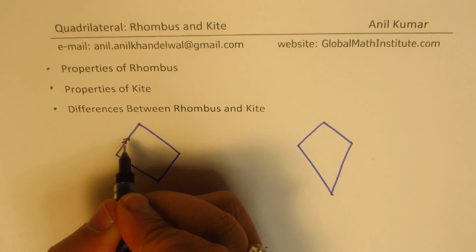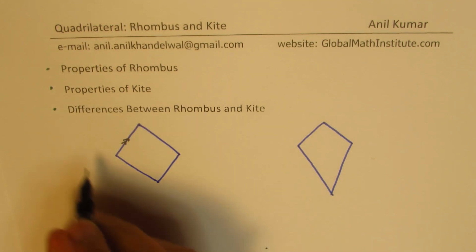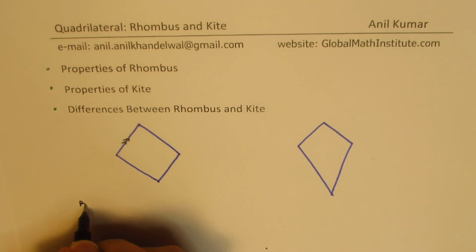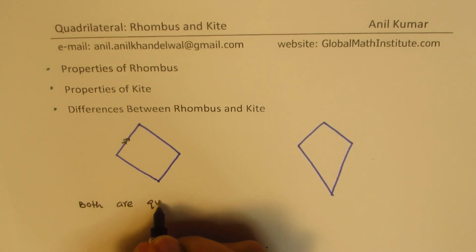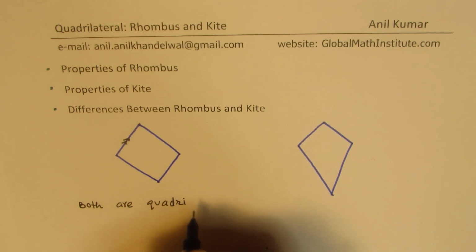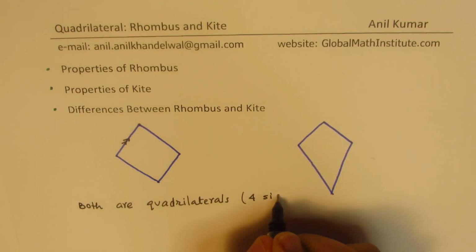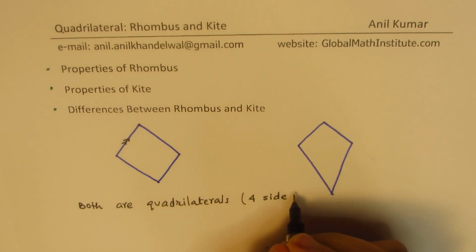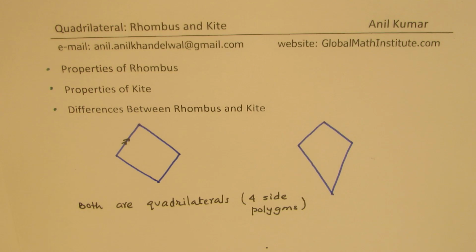So both are quadrilaterals, right? So that's why the topic is quadrilaterals, four-sided figures, right? So let me write down similarities. So both are four-sided polygons. Correct. So that is kind of important to understand to begin with.